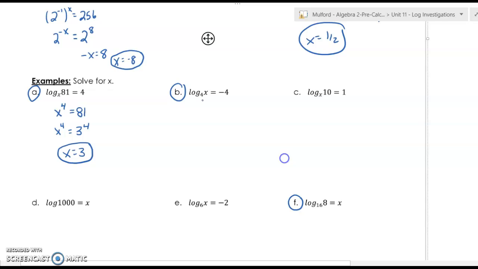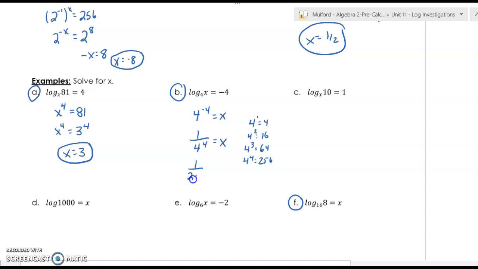On part B, I'm going to loop it around again. 4 to the negative 4 equals x. And so I'm going to try to figure out what 4 to the negative 4 power is. Well, the way to do that is I'm going to take 1 over 4 to the 4th power. And I don't immediately know that off the top of my head, but I know 4 to the 1st is 4, 4 to the 2nd is 16, 4 to the 3rd is 4 times that, which is 64, and then 4 to the 4th would be 4 times that, which is 256. So I'm going to get 1 over 256 is equal to x.